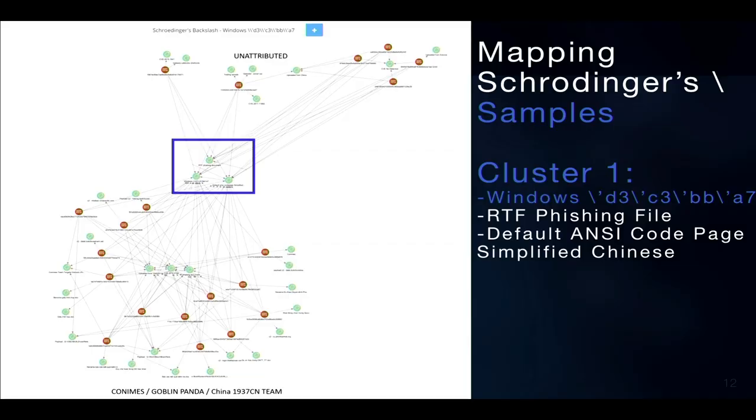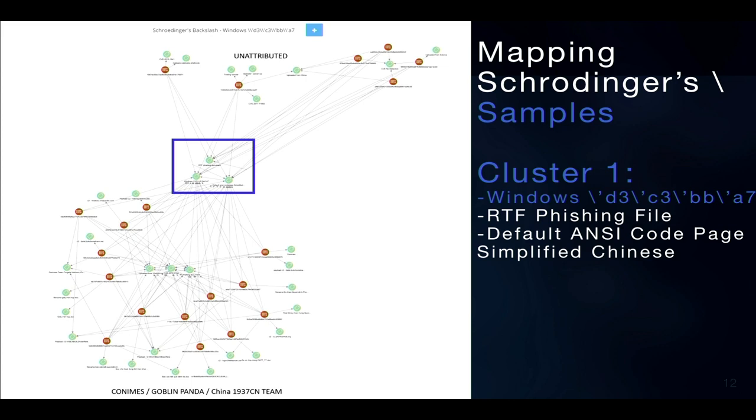So now on to the fun stuff, the actual activity clusters and what we're looking at. The tool here that we are viewing is Anomali's ThreatStream Explore tool. The red circles on the screen are going to be hashes of the RTF phishing files that I've identified by pivoting on that Schroedinger's backslash RTF metadata author and operator field. Again, that's that value there. And the green circles that we see are going to be data, or RTF metadata, that have been inserted into the platform and pivoted on to draw connections between samples.